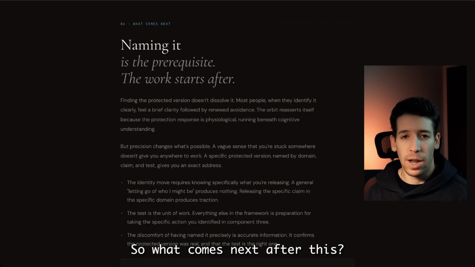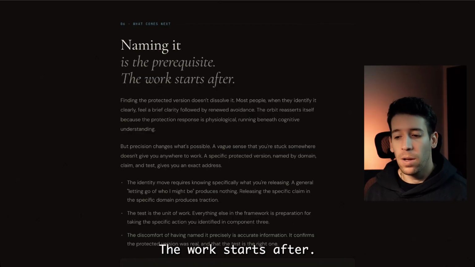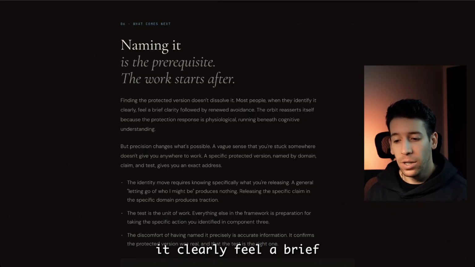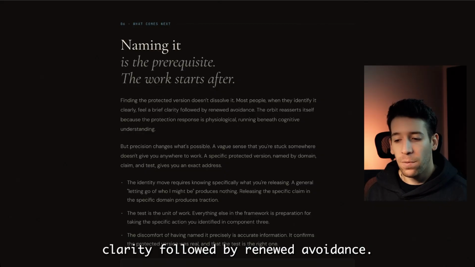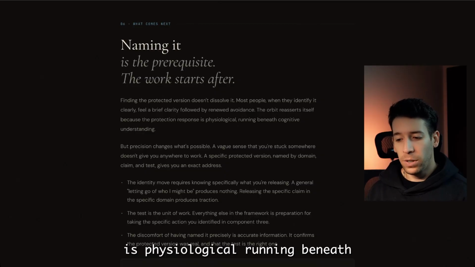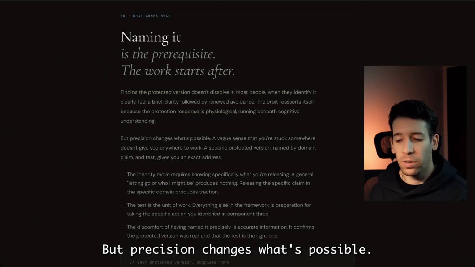So what comes next after this? Naming it is just the first step. The work starts after. Finding the protected version doesn't dissolve it. Most people, when they identify it clearly, feel a brief clarity followed by renewed avoidance. The orbit reasserts itself because the protection response is physiological, running beneath cognitive understanding. But precision changes what's possible.